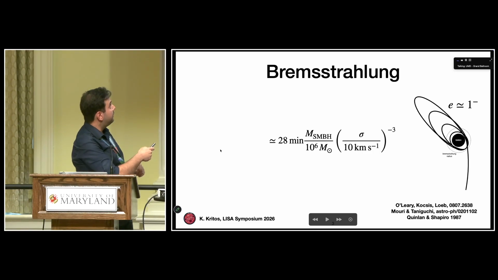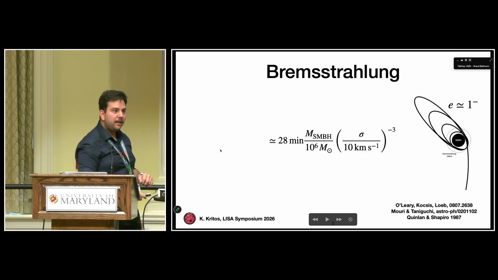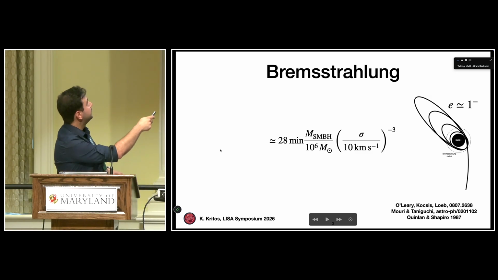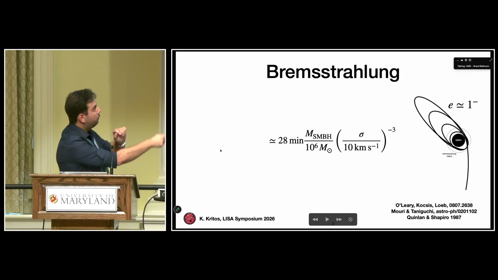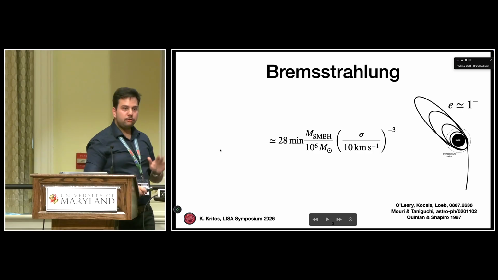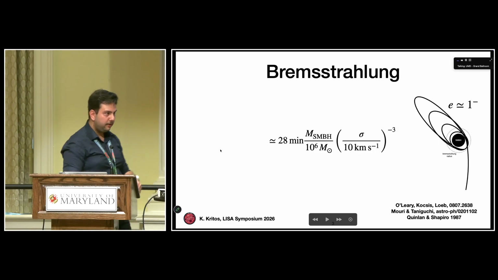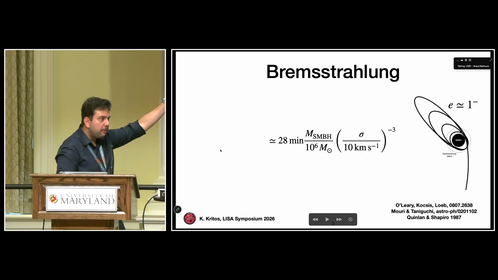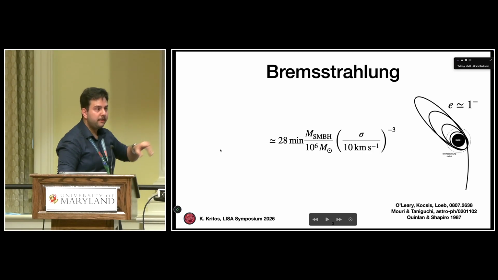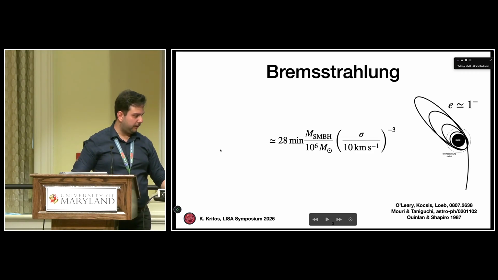How quickly? 28 minutes with these parameters. You have Sagittarius A star, up to a factor of 4. In 30 minutes, this black hole will harden quickly from eccentricity close to 1, and then it will merge. It emits a burst of gravitational waves in this process. And the question is, can we see this? The frequencies are right in the millihertz band for these events.